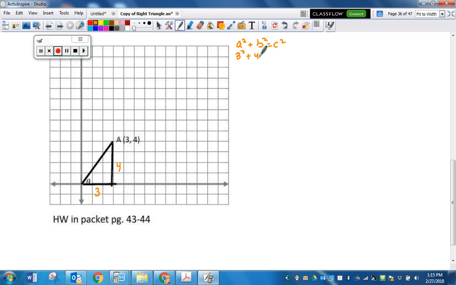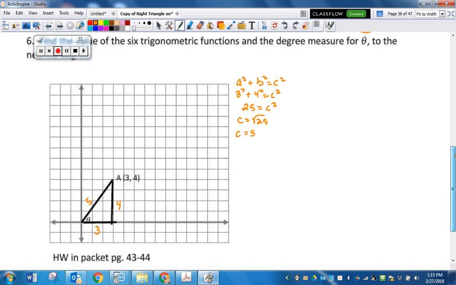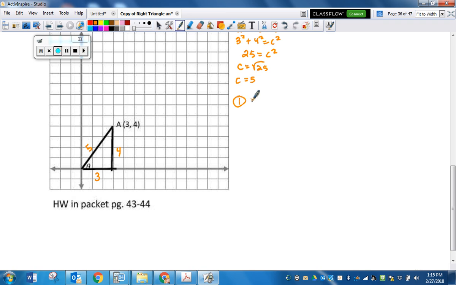So 3 squared plus 4 squared equals c squared. 25 equals c squared. C would equal square root of 25. So c would be 5. Got it. Okay, and we just went over the 6 trig functions, right? So the first one, sine of theta. Here's theta. So sine of theta would be equal to opposite over hypotenuse. No need to simplify, no radicals. Number 2, cosine theta would be adjacent over hypotenuse. Third one, tan theta would be equal to opposite over adjacent.